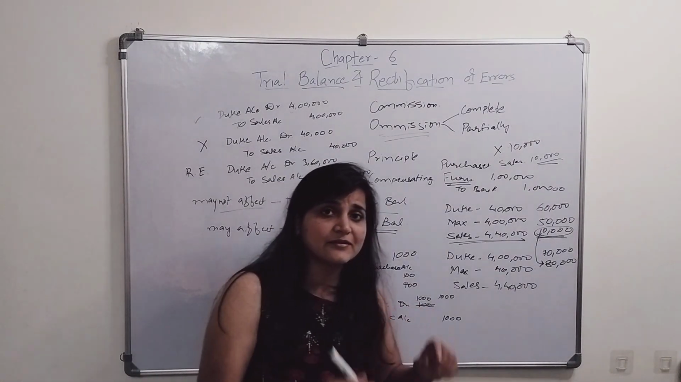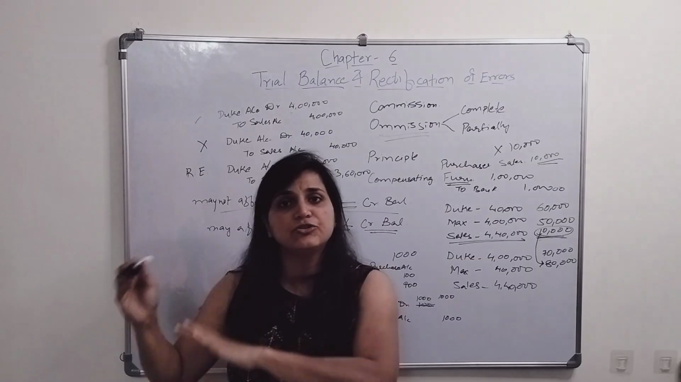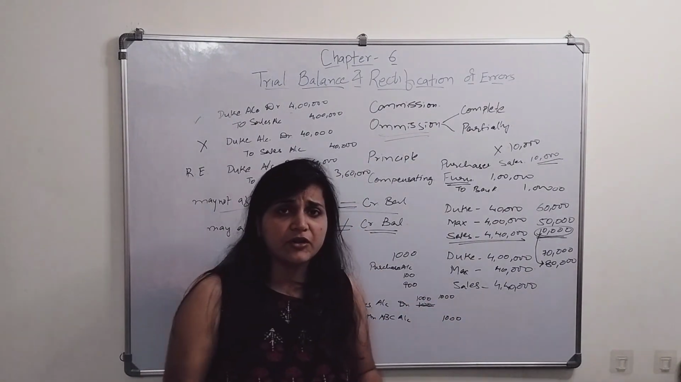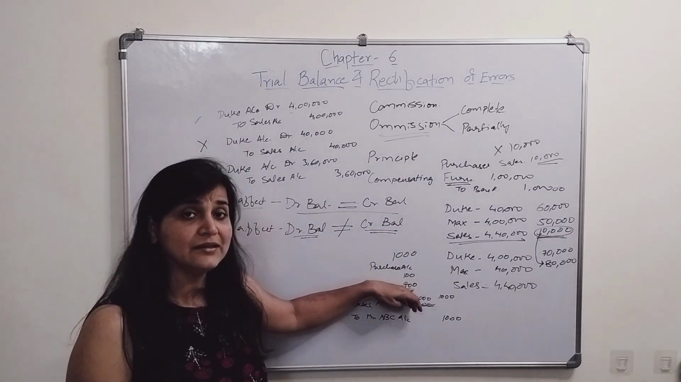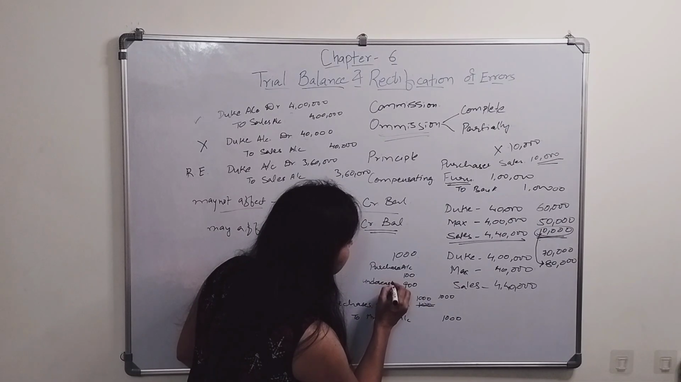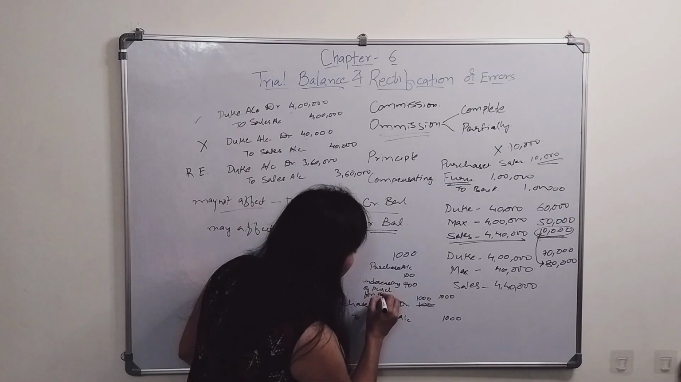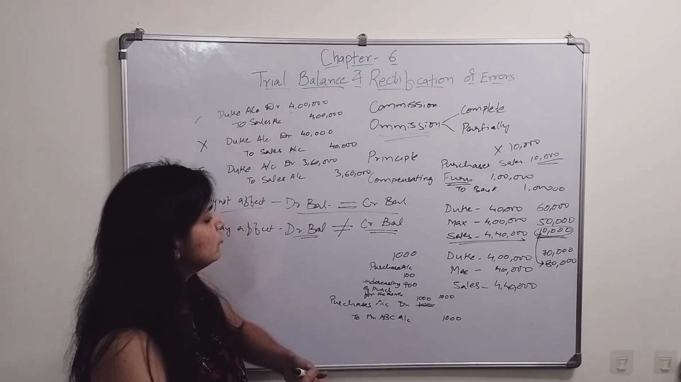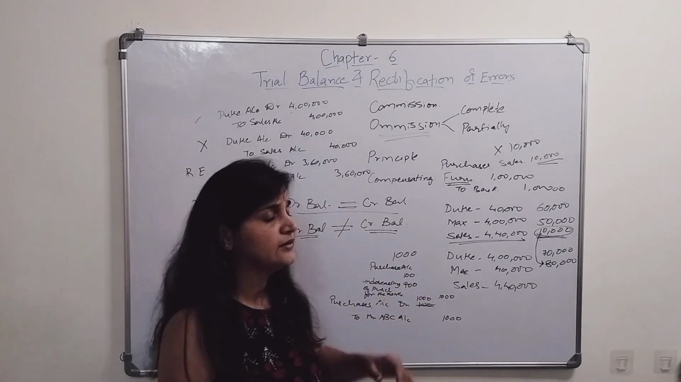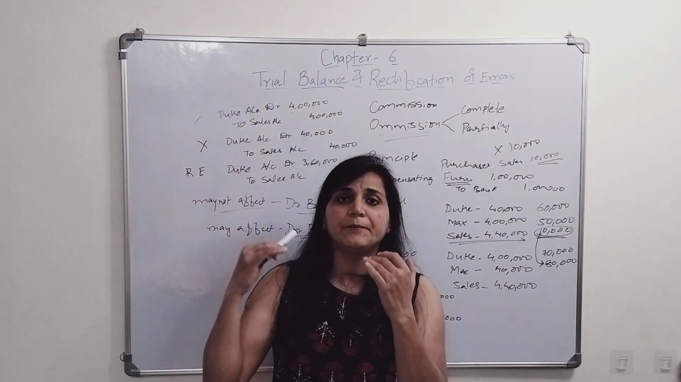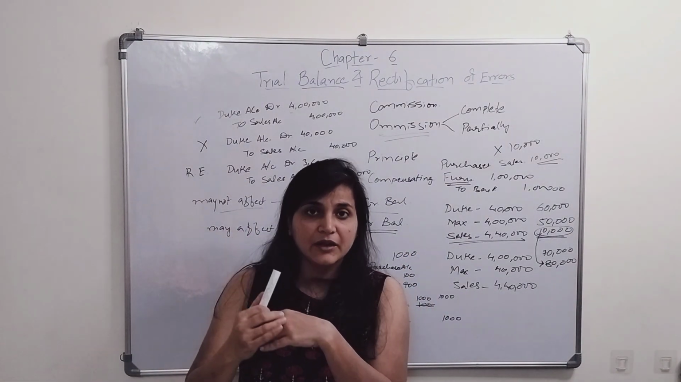Or else, if the same error has been committed while posting into the ledger, you need to do the same thing: strike it off and write 1000. If you are not able to do it, you just need to show in the purchases that it has been undercasted. Undercasting of purchases for the month, whichever month this has been undercasted, you need to mention it in your purchases account that this has been undercasted by an amount of rupees 900. This happens when you are preparing your journal entries and your ledgers.